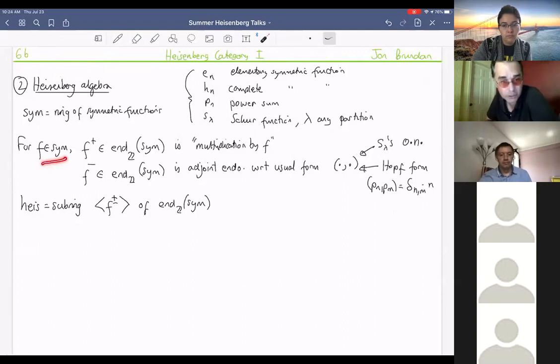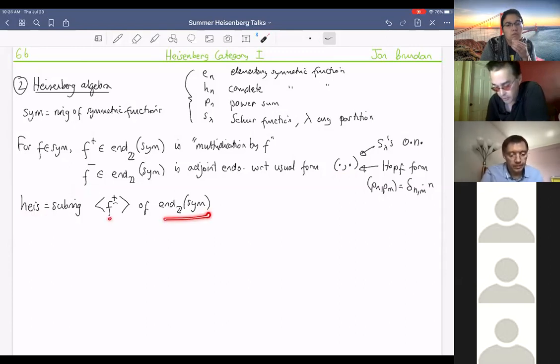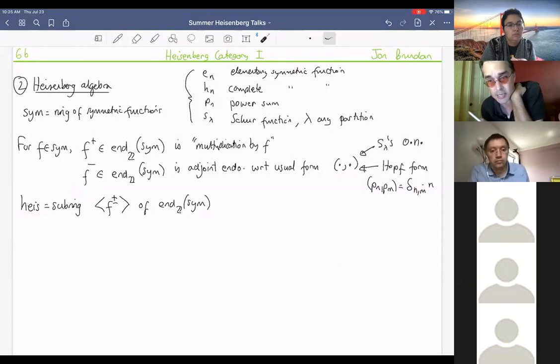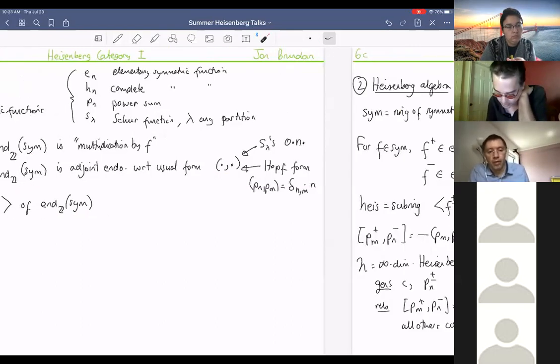And if you have a symmetric function f, I'm going to use the notation f plus for the endomorphism of that Z module sim that's given by left multiplication by f. And then I'm going to use the notation f minus for the adjoint endomorphism. There's this usual inner product on symmetric functions where the Schur functions are an orthonormal basis. And so f minus just means the adjoint endomorphism with respect to that inner product. And then the Heisenberg algebra, little h Heis, that's the subring of the ring of endomorphisms of that Z module generated by all of those f plus or minuses. So the f pluses are the kind of positive ones that are multiplication, and the f minuses are these adjoints. So that's the Heisenberg algebra.